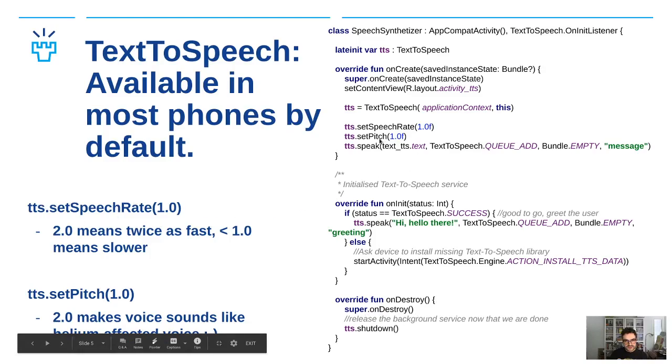So talking about the speech rate and the pitch, 1.0 is what would be considered normal. So if we increase the speech rate, it will make the sound way faster, and if you have less than 1, it means that it will be slower. And if you have the pitch higher, it makes it actually sound like you have helium, as if it was helium. So let me show you how that looks.